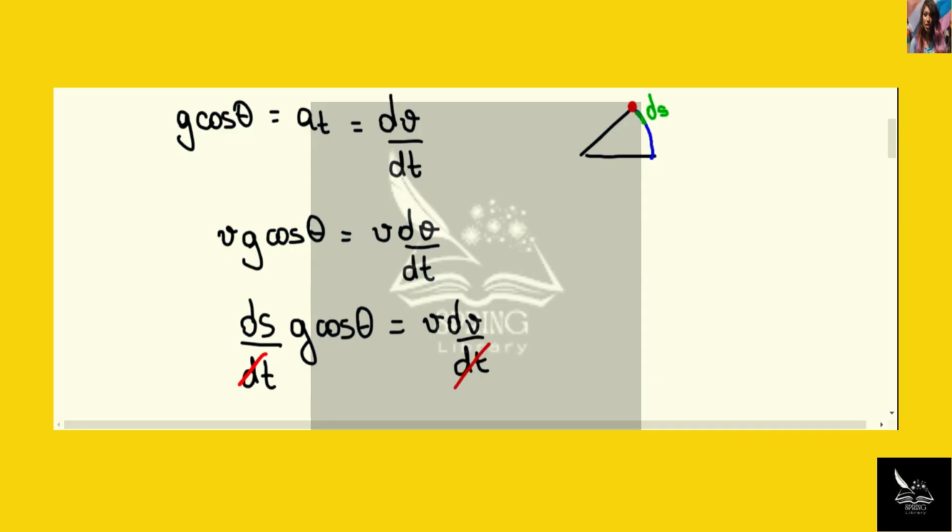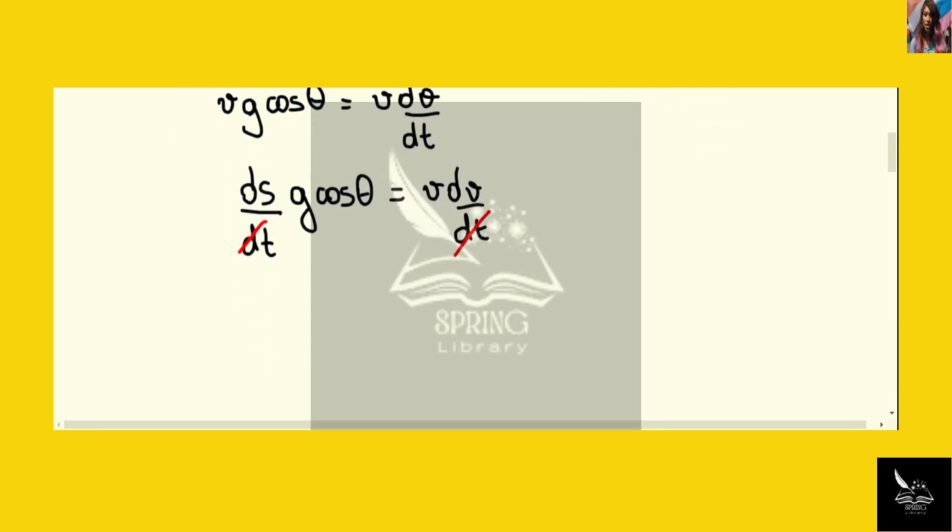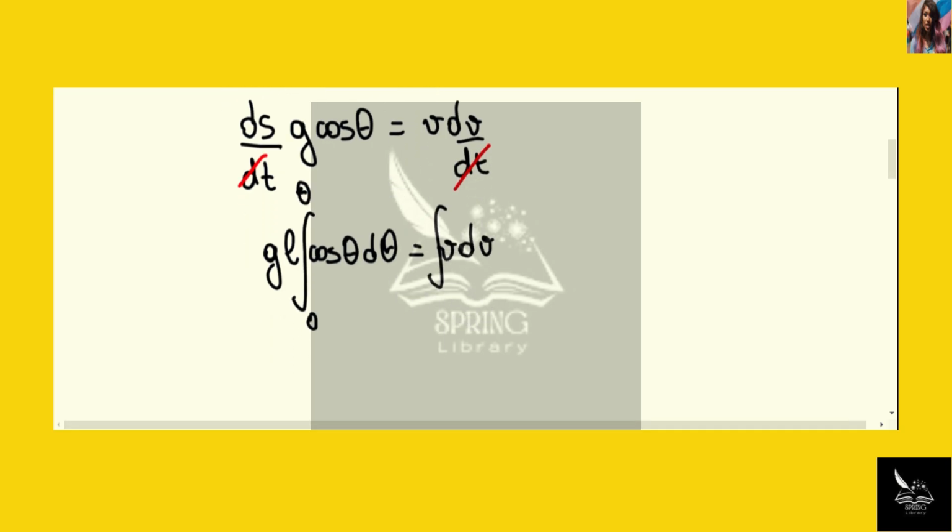Now remember that the s, the element of arc length, is L times d theta, where L equals 2 meters is the length of the pendulum. So what we have is gL cosine of theta, d theta, is equal to v dv. And now I have to integrate it from theta equals 0 to the final angle theta.